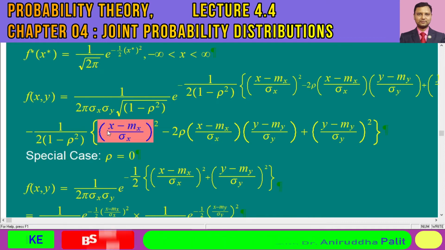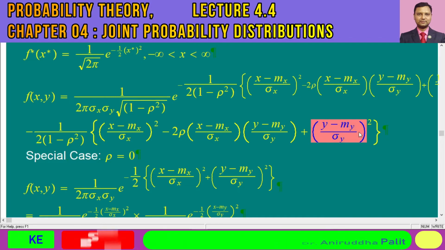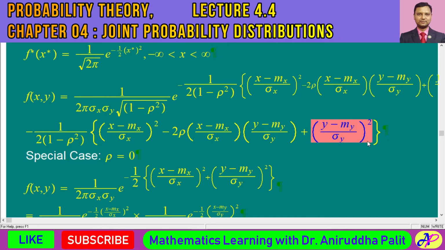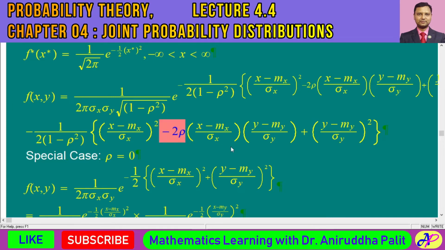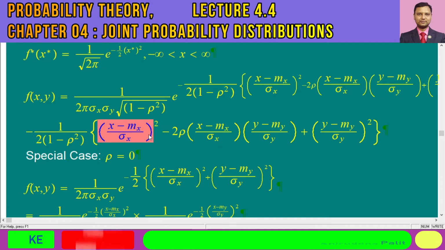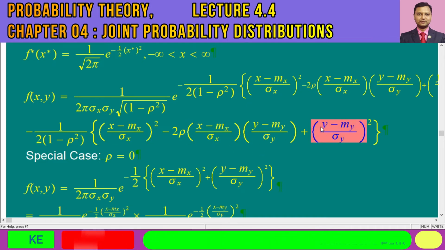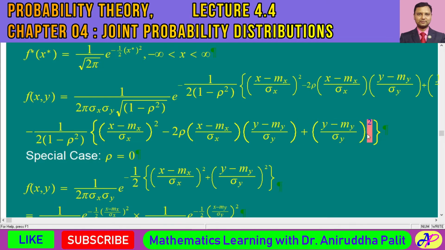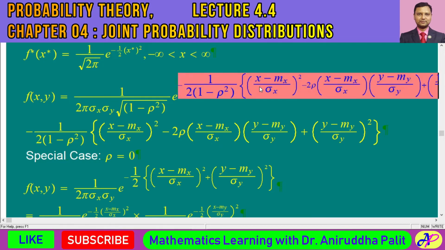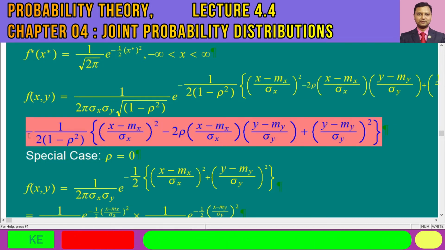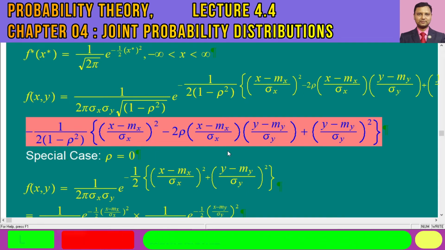So exactly a similar expression is there, x minus mx divided by sigma x whole square, and the same kind of expression is there for y minus my divided by sigma y whole square, and the third term is there, minus 1 by twice rho into this factor x minus mx by sigma x multiplied by this factor y minus my by sigma y. Remember, we are not considering any square over it. So this is the exponent part. It is a very large and heavy portion. And over here, these are the parameters.